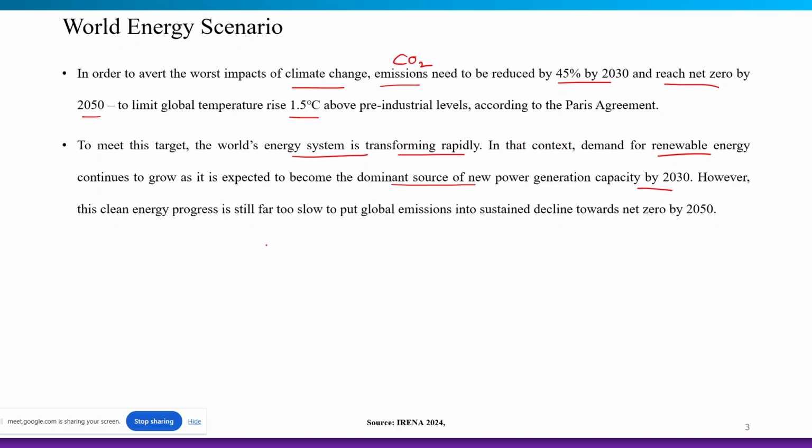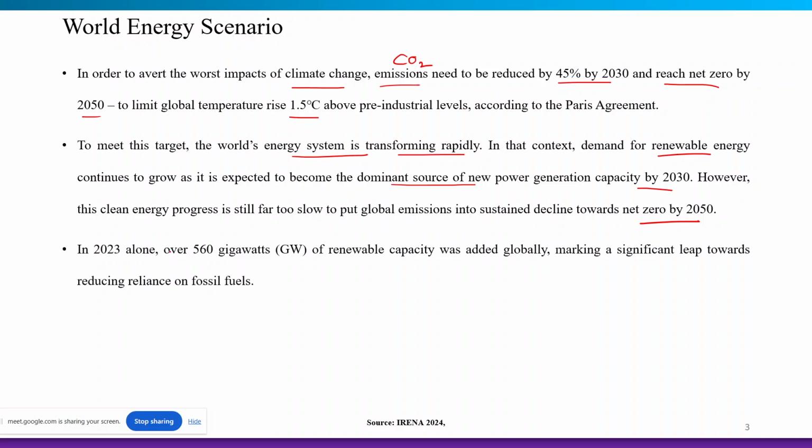However, this clean energy progress is still far too slow to put global emissions on a sustained declining path to net zero by 2050. Obviously, I will also discuss the many challenges we face while processing biomass or running a biorefinery, compared with fossil fuel handling and conversion. Overall, progress using biomass conversion or biomass processing will take a lot of time to reach that scale-up and energy efficiency in large-scale processes.